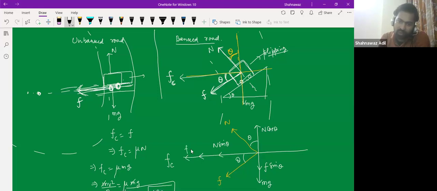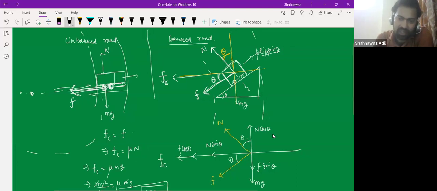This is F cos theta. So in this case, we saw that only friction was providing the centripetal acceleration. Now you can see that normal reaction and friction both are providing the centripetal acceleration or centripetal force, right?